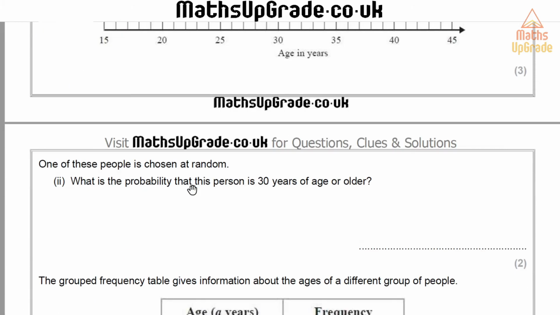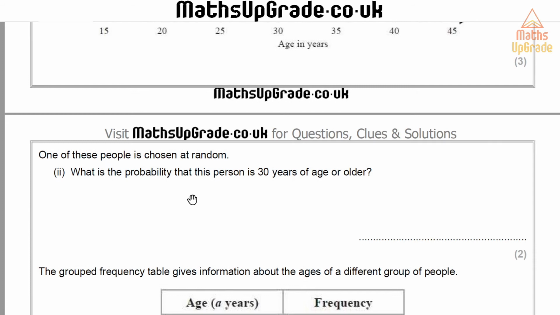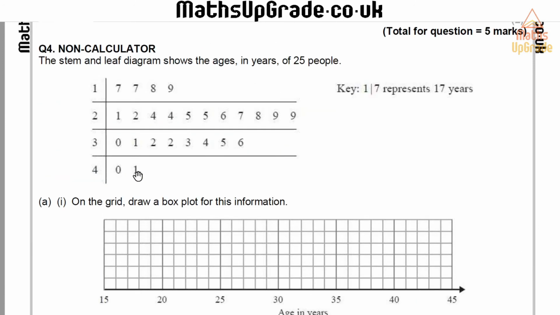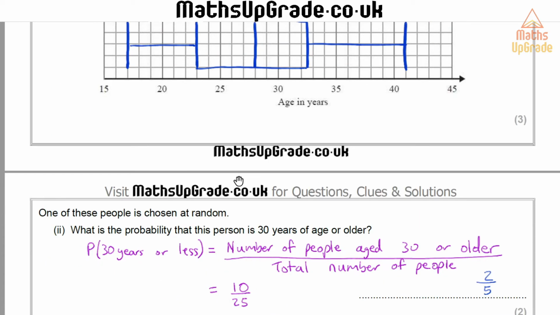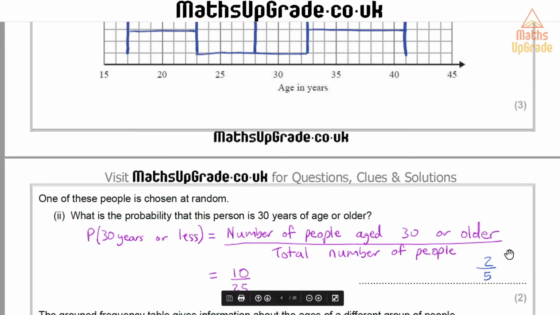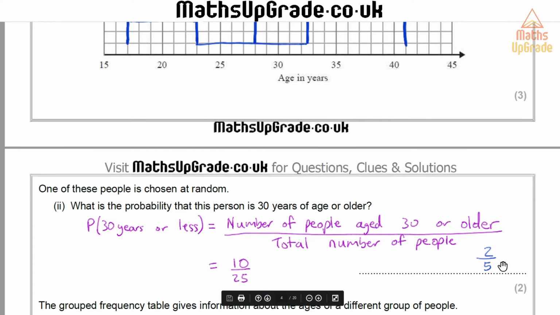The next part of the question tells us that one of the people is chosen at random. What's the probability that the person is 30 years of age or older? So we just look at how many people are 30 or older. So there's 1, 2, 3, 4, 5, 6, 7, 8, 9, 10. So there's 10 people out of 25 altogether. So that will be 10 over 25, and that's 2/5 when you cancel that fraction down.